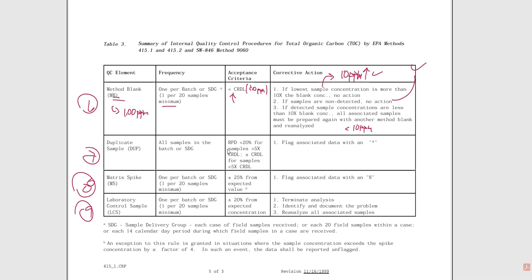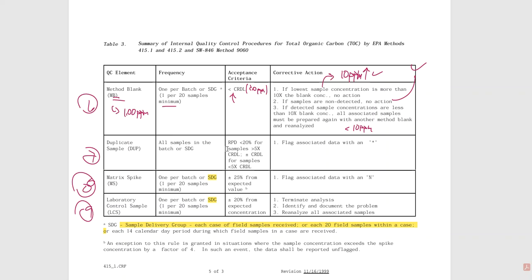Notice it says SDG quite often. What does SDG actually mean? Down here at the very bottom, you see this. And look, I'm doing erasers instead of highlights. Sorry. So here's an SDG, and it says sample delivery group. Each case, field samples are received, or each 20 field samples within a case. That is what a sample delivery group is.